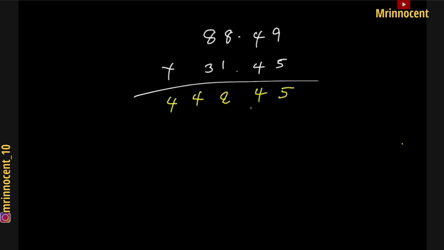4 times 9 is 36. 36 in base 10 is 3 remainder 6. 4 times 4 is 16 plus 3 is 19. 19 in base 10 is 1 remainder 9. 4 times 8 is 32 plus 1 is 33. 33 in base 10 is 3 remainder 3. 4 times 8 is 32 plus 3 is 35. 35 in base 10 is 3 remainder 5.